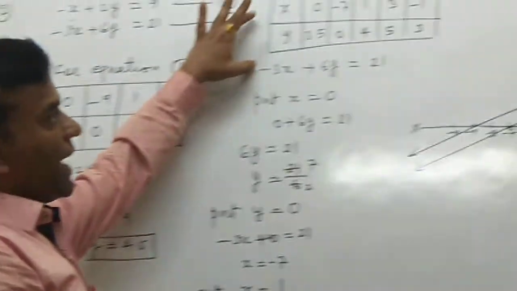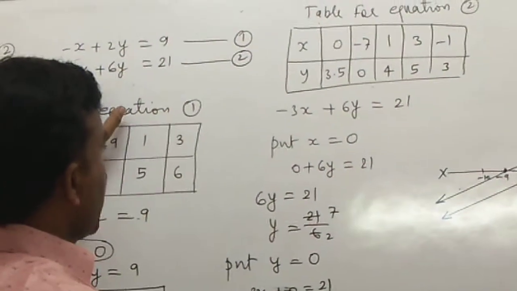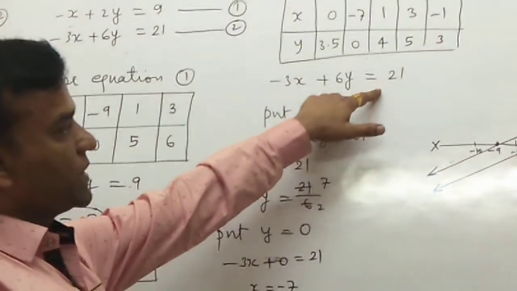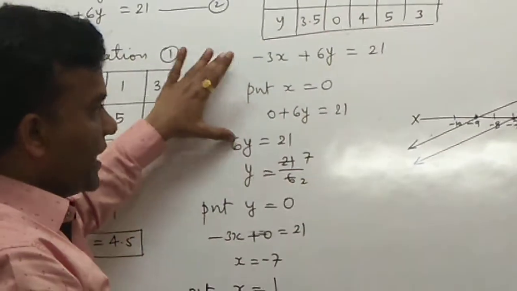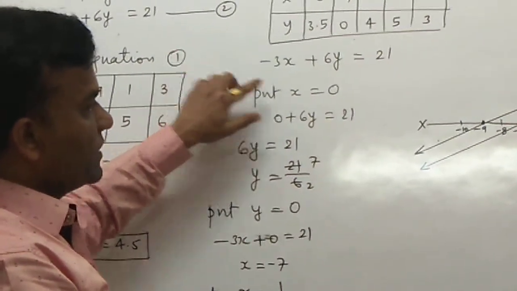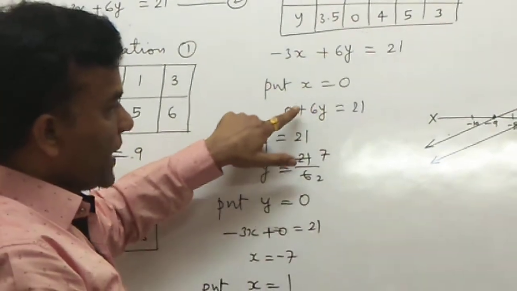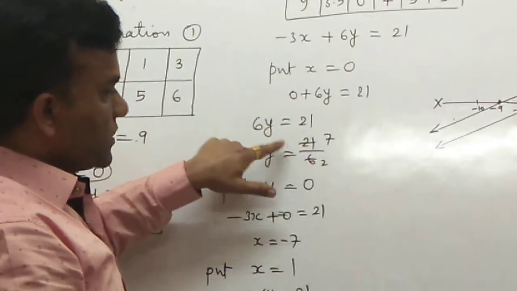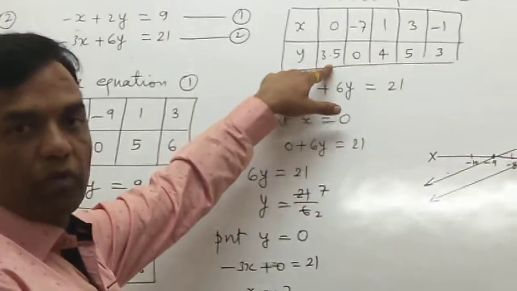Similarly, we have the concept for table 2, like your equation minus 3x plus 6y equal to 21. So you write down here minus 3x plus 6y equal to 21. And then again, same situation, you find the axis points. So for this you put x equal to 0. If you put x equal to 0, then 6y equal to 21. So 3 7s are 21, 3 2s are 6, 7 by 2 we know that is 3.5.